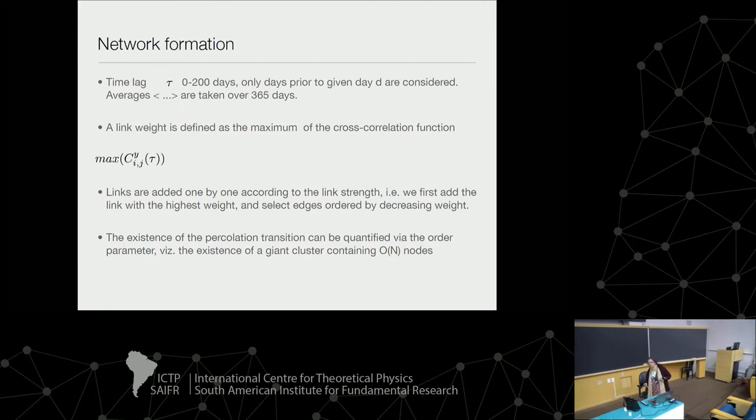Now what are we looking for? We are looking for the percolation transition on this climate network. So how do we define the percolation transition on this climate network? We look for the existence of a percolation transition via the order parameter, namely the existence of a giant cluster which contains order n nodes. So essentially the same definition which we have in the case of percolation.